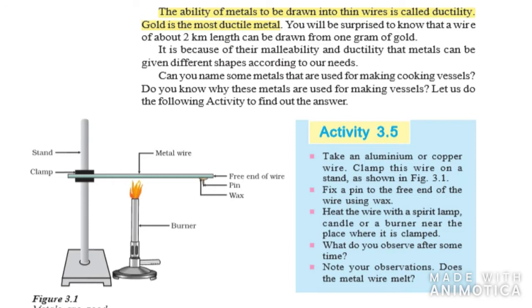Now, it is because of their malleability and ductility that metals can be given different shapes according to our needs. Like we can have the shape of utensils, we can have the shape of a ring, we can have the shape of a gold chain, many things it could be. So we can make it according to our needs.